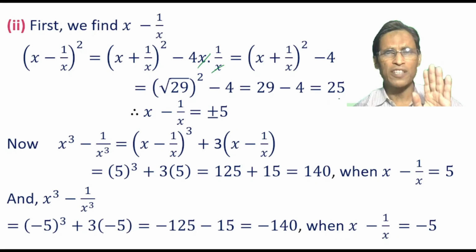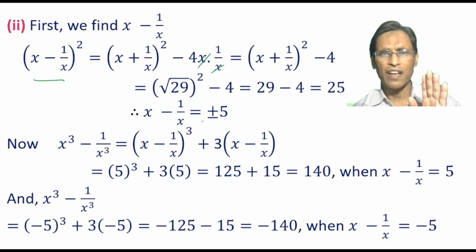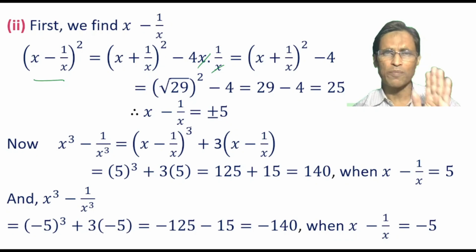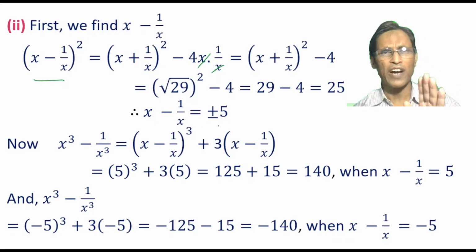So 25 is the value of (x minus 1 by x) to the whole square, which is here. To find the value of x minus 1 by x, we have to remove the square. So now on removing the square, we get under root 25 as the value of x minus 1 by x. Under root 25 means plus minus 5, which is here. So x minus 1 by x is equal to plus minus 5.